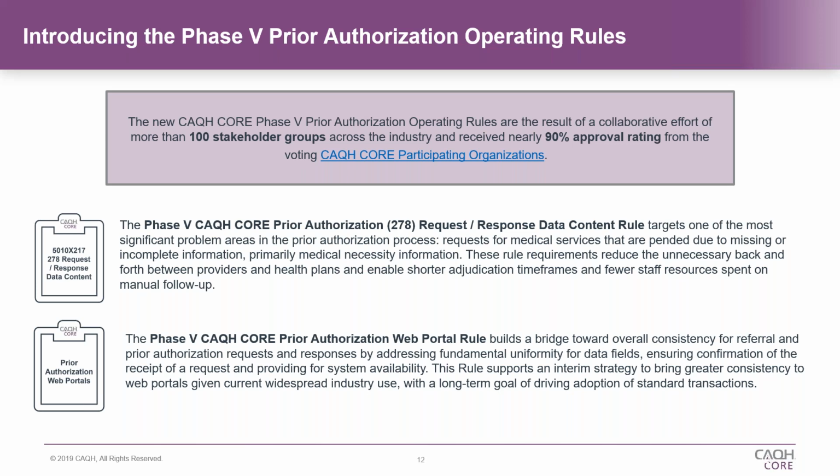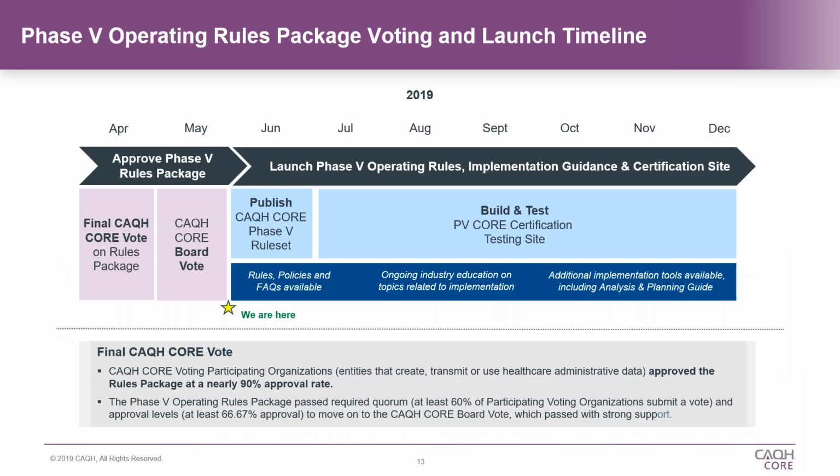On the next slide, we have the time frame and the timeline of how we've done things over the previous year to get to the final CORE vote. That vote did pass at 90%. The CORE board completed their vote this month, also with very high levels of support from our CORE board. We're launching the rule set into the industry now and through the month of June with our list of resources that will be available for you.